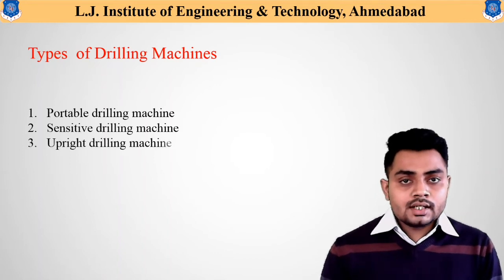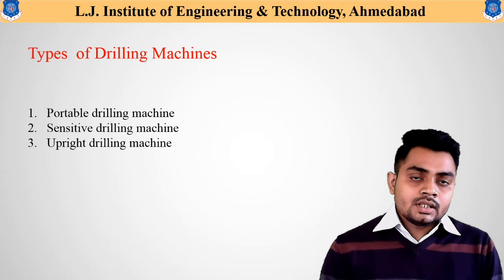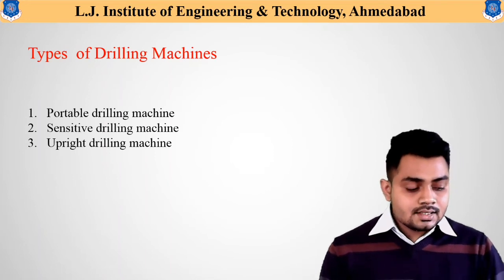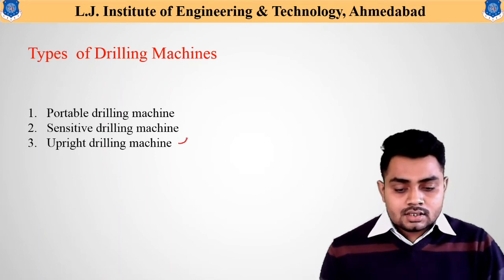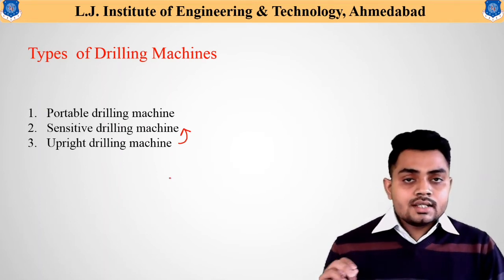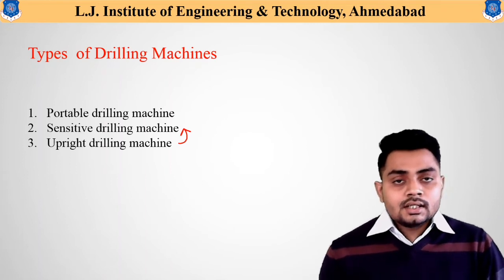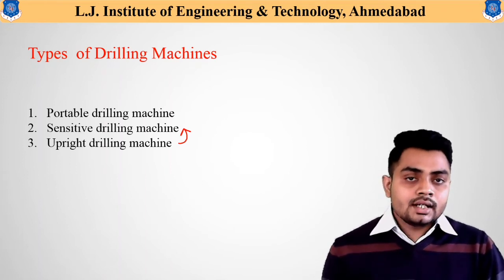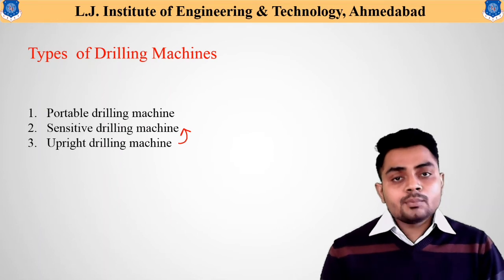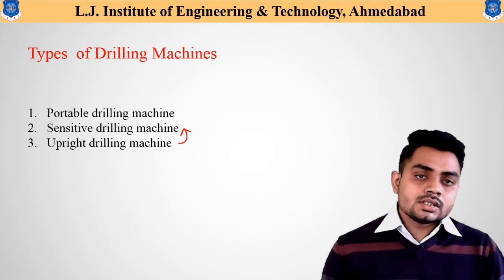Now the third one, that is the upright drilling machine. The upright drilling machine is similar to the sensitive drilling machine. But in this upright drilling machine, compared to the sensitive drilling machine, larger components in width and length, and similarly heavier components, can be machined very easily.